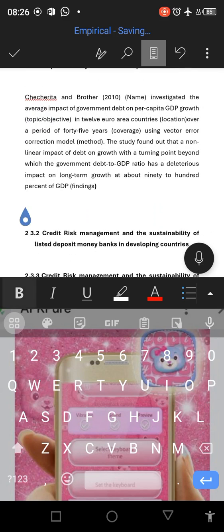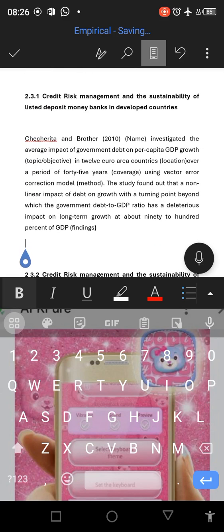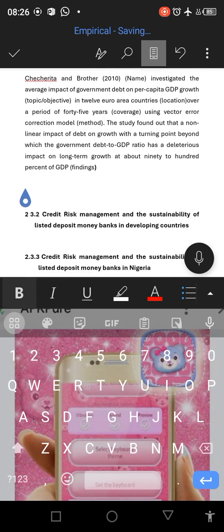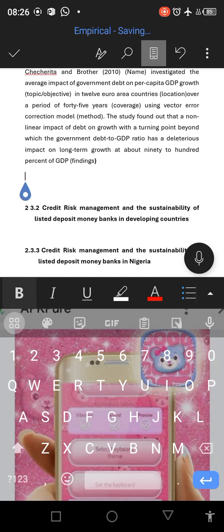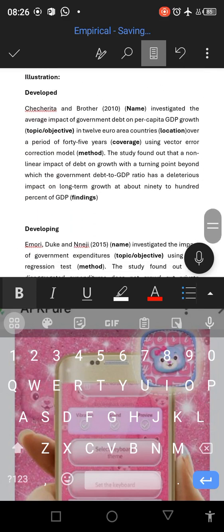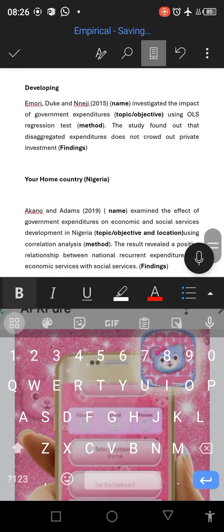Now, if there is any other study I want to review, 2010, if the following one is 2009, it's going to come underneath it. The next one is 2008, it's going to come underneath it. If the next one is 2011, it's going to come on top of it. 2012 on top, 13. I hope you understand the chronological way it has been done. Okay, let's move to our developing economy too.